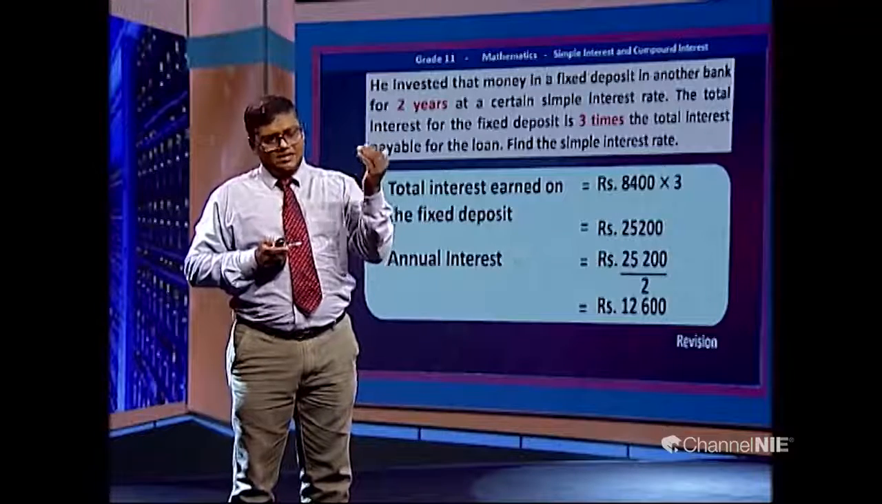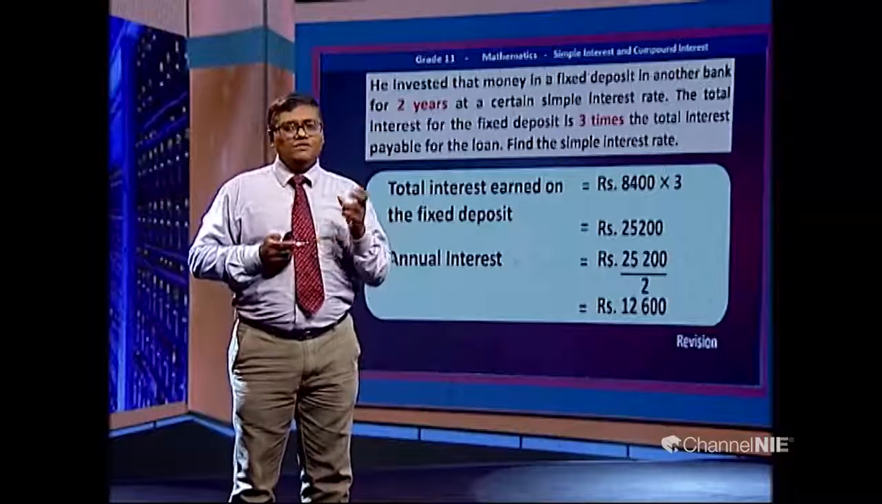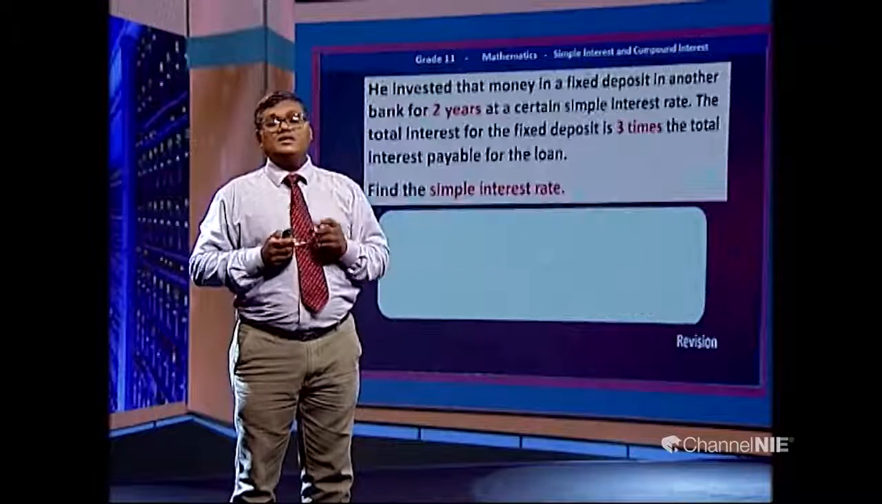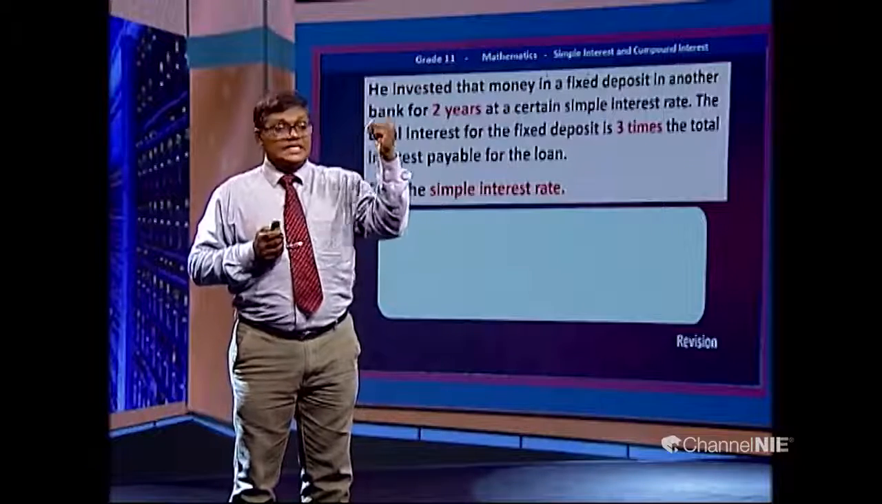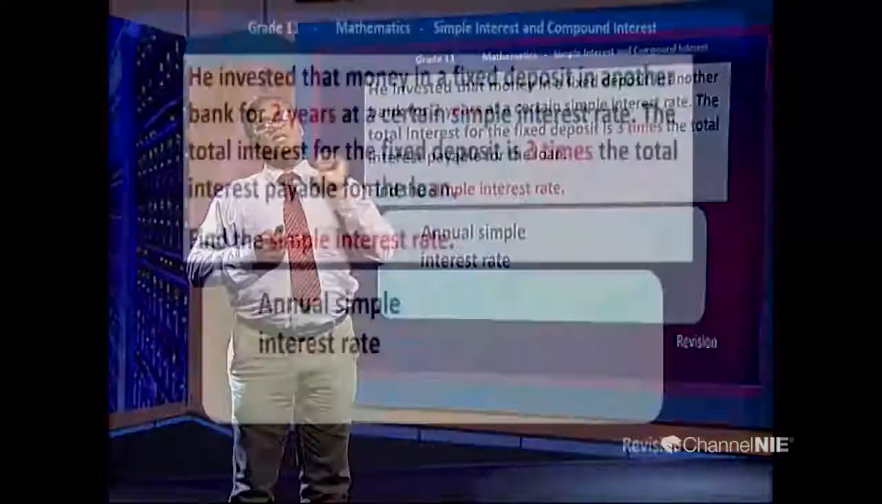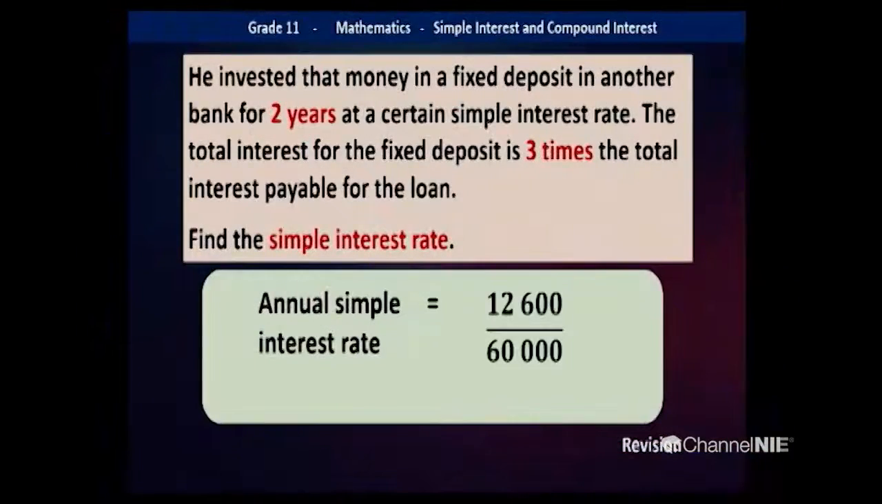Now, all the materials are there. We can simply use the formula to find the annual interest rate. Let us see. Annual simple interest rate equals interest for the year upon principal amount. Can you remember the principal amount? 60,000. Annual interest is 12,600. How to convert it to a percentage? Multiply by 100%.